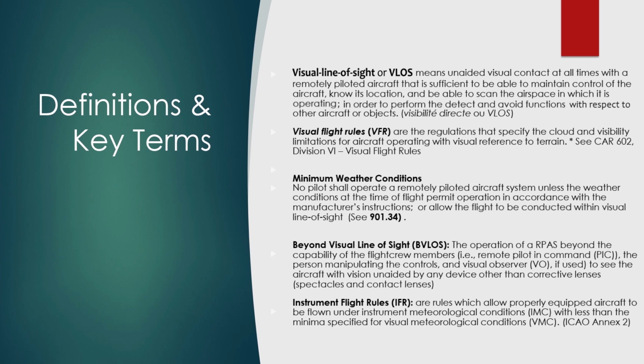We have grouped VLOS and VFR, as well as BVLOS and IFR, to provide a compare and contrast of the definitions. Furthermore, VFR weather minimums should be understood, CAR 602, as well as CAR 901.34, which states, no pilot shall operate a remotely piloted aircraft system unless the weather allows the flight to be conducted in visual line of sight or in accordance with the manufacturer's instructions. This is an important notation for RPAS flight operations. Candidates attempting to write the exam should have a basic understanding prior to writing the exam.